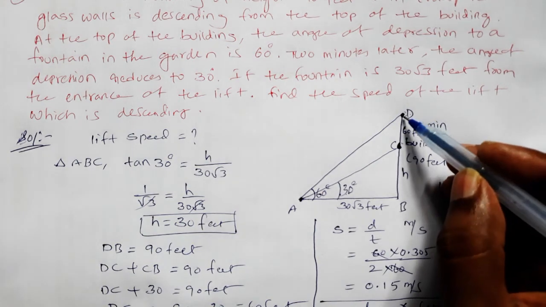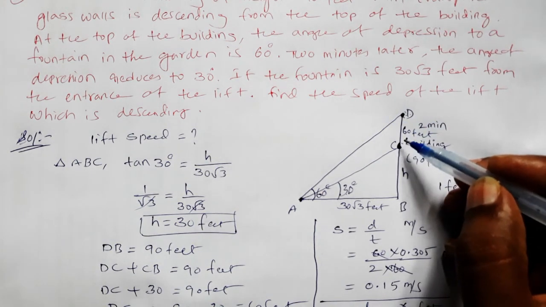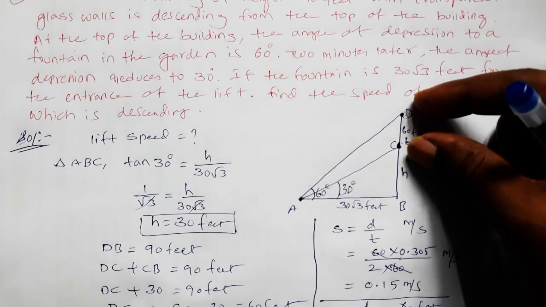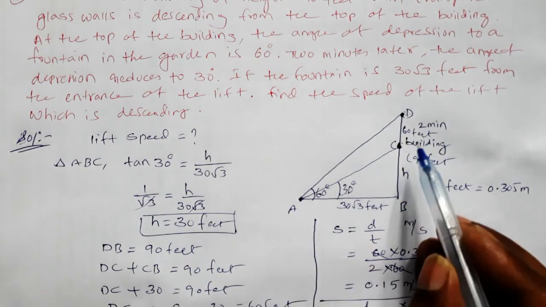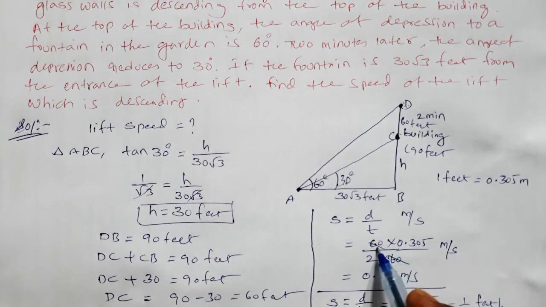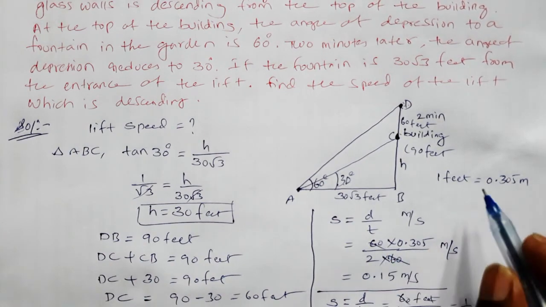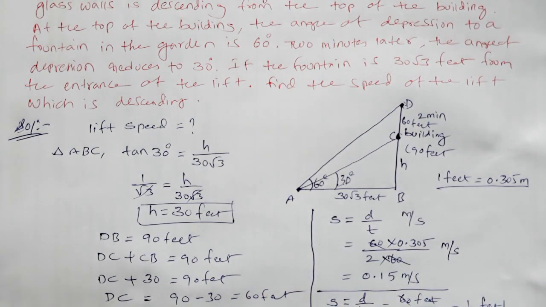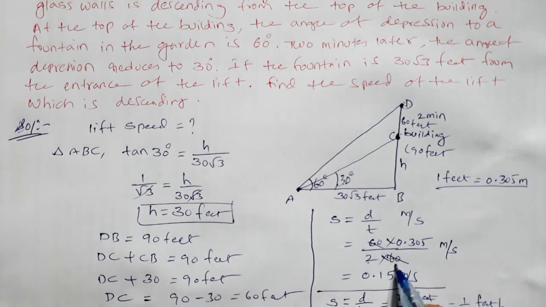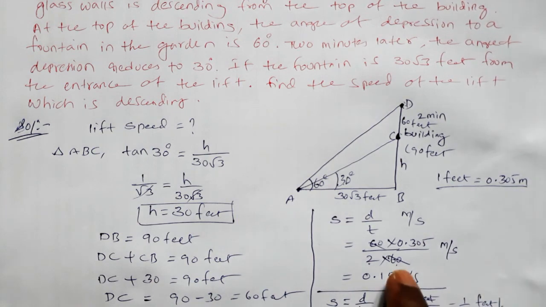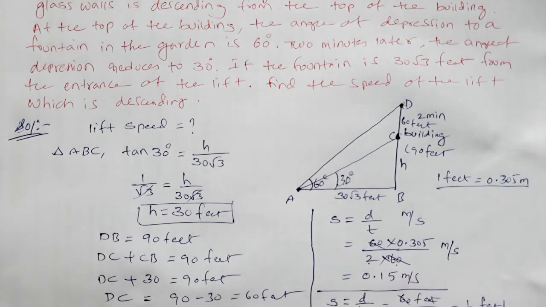So if you find this distance, then speed equals distance by time, you can find out. This distance, how much did we get? 60 feet. I multiplied 60 with 0.305. Why? Because 1 feet equals 0.305 meters. Then this 2 I also multiplied with 60. Why? Because 2 minutes we converted to seconds. So 60. That's it. Okay. Thank you.